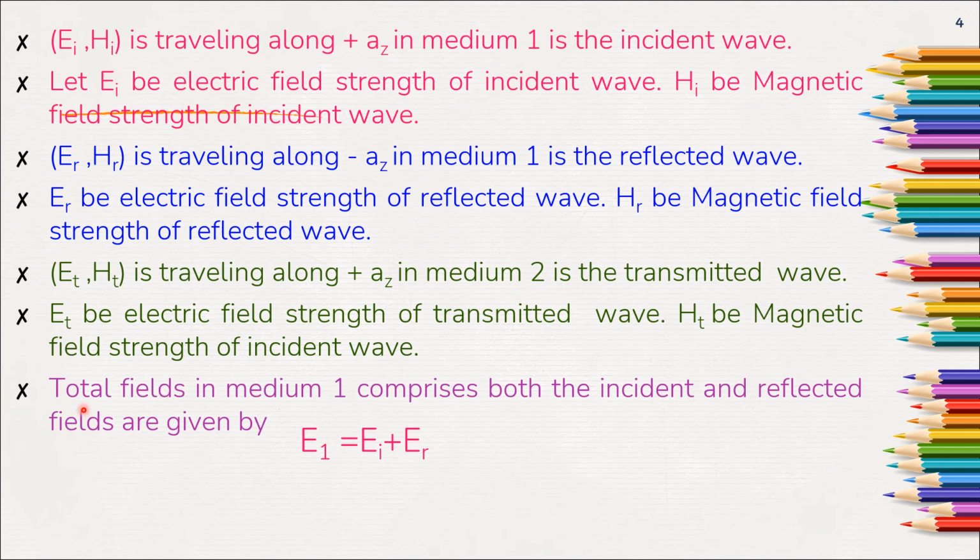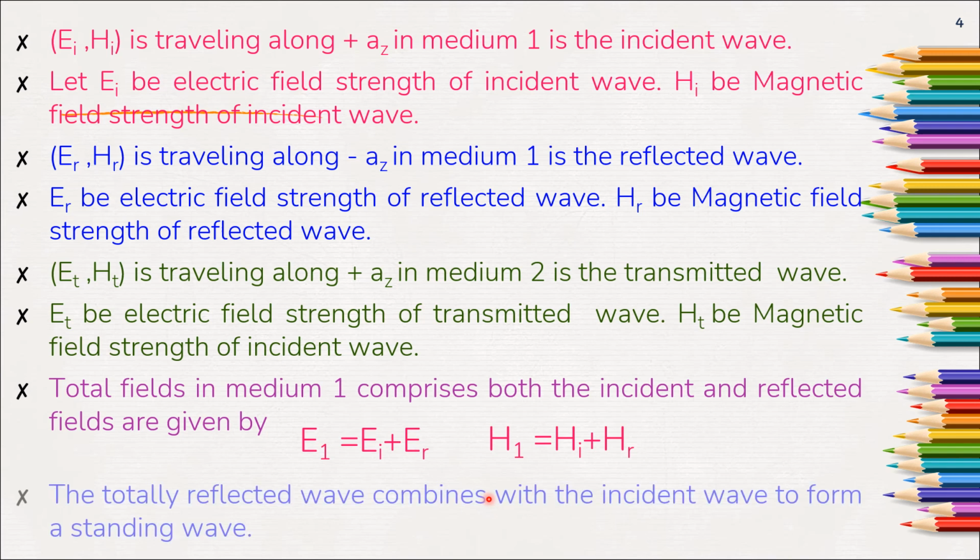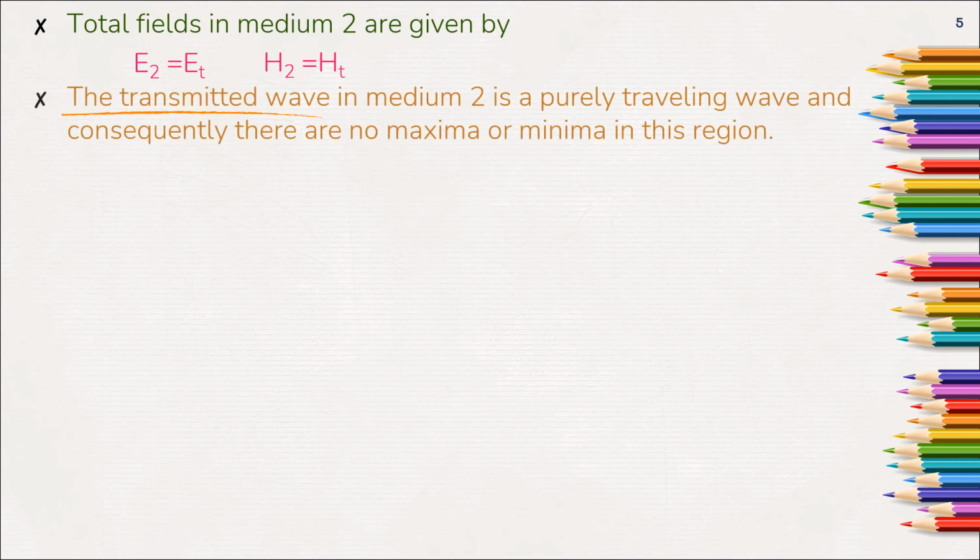Now let us talk about the total fields in medium 1. Medium 1 comprises both incident and reflected waves, and hence E1 is going to be Ei plus Er, the incident wave plus the reflected wave. And H1 is once again the incident magnetic field plus the reflected magnetic field. The sum of these two is the total magnetic field present in medium 1. The reflected wave, when it combines with the incident wave, results in a standing wave.